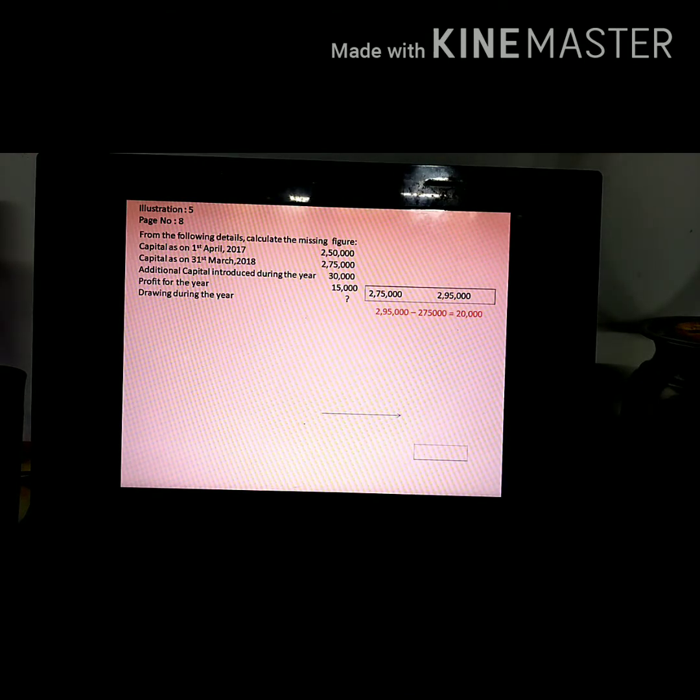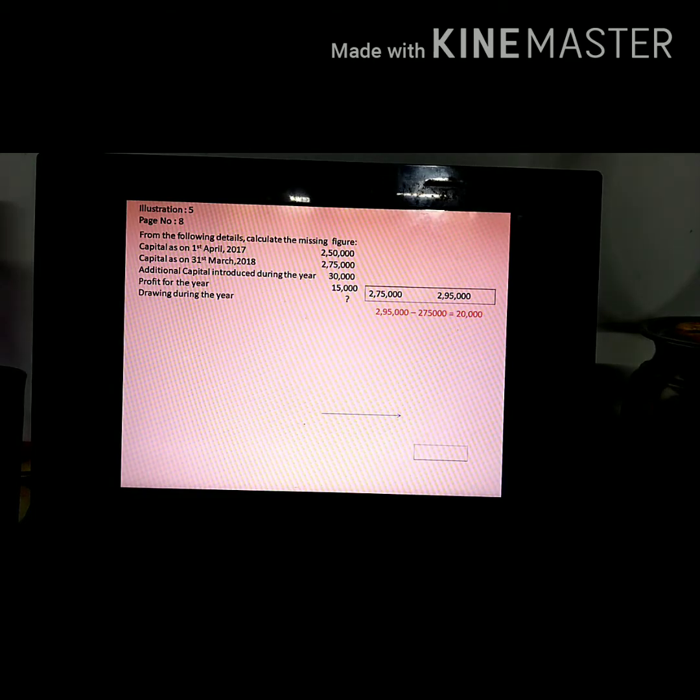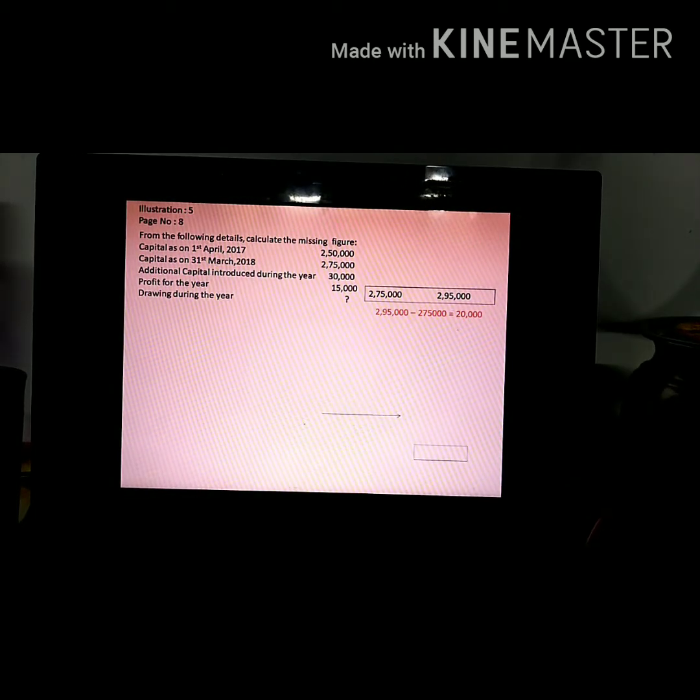We already saw illustration 3, where we found the opening capital. But in this illustration we are going to find the drawing during the year. I already told you to open it, not as a format. It is a small trick.